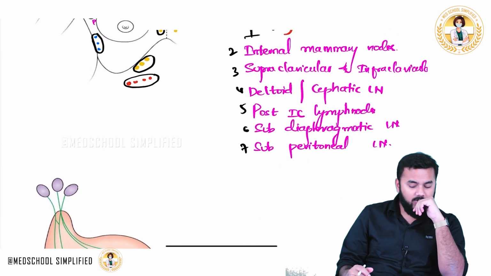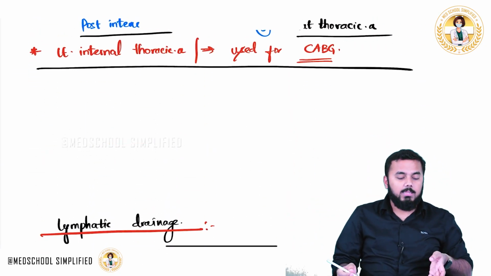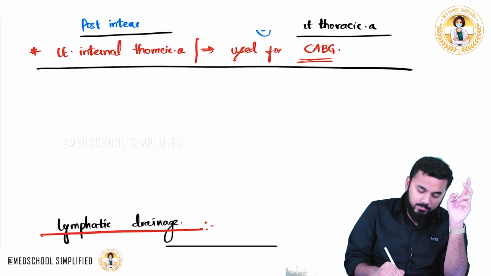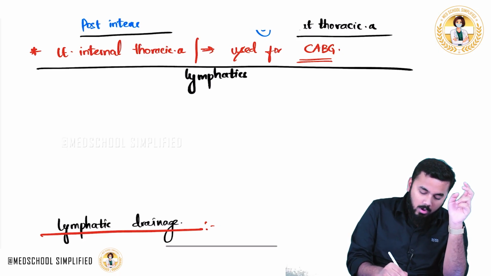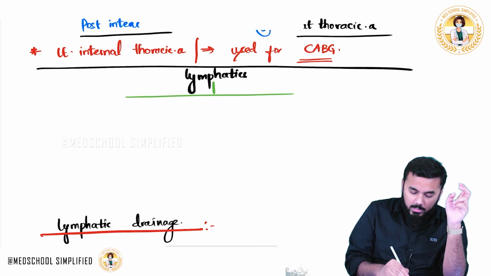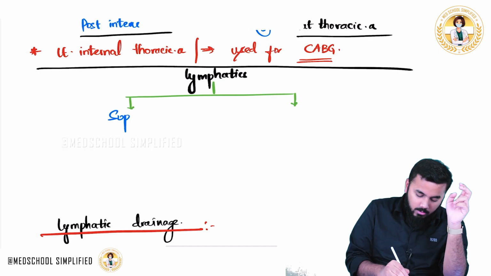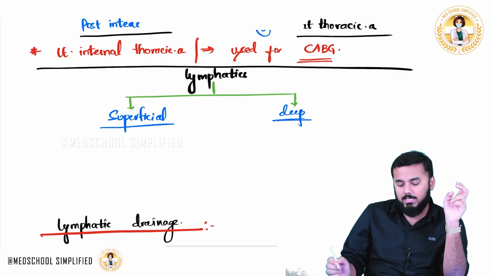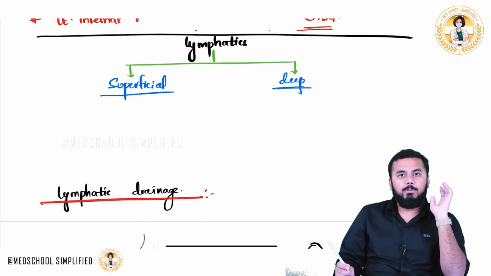And one more important thing I want to tell you here, guys, let me write it here itself: lymphatics are of two types. Actually, lymphatics are of two different types. Superficial lymphatics as well as deep lymphatics. Some are called superficial as well as deep lymph vessels. Superficial lymph vessels as well as deep lymph vessels. So what are these superficial and deep?